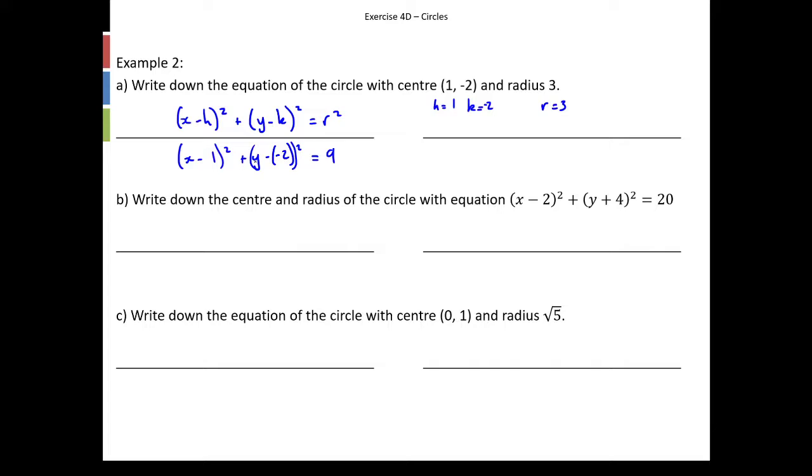I'm showing this the long way just to show the working out with the signs, and importantly show that our k sign has swapped. (y plus 2) squared equals 9. It was negative 2, we write it in as positive.